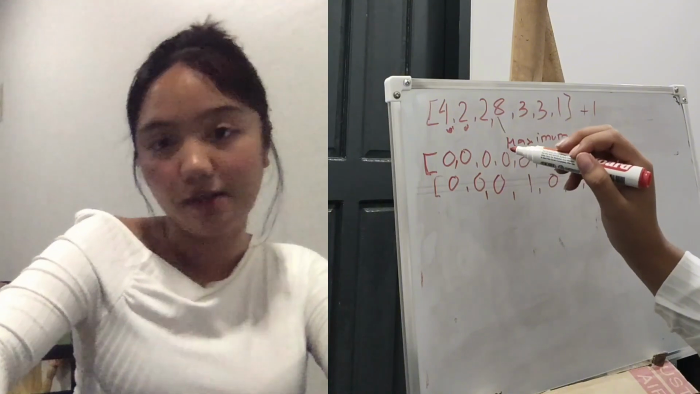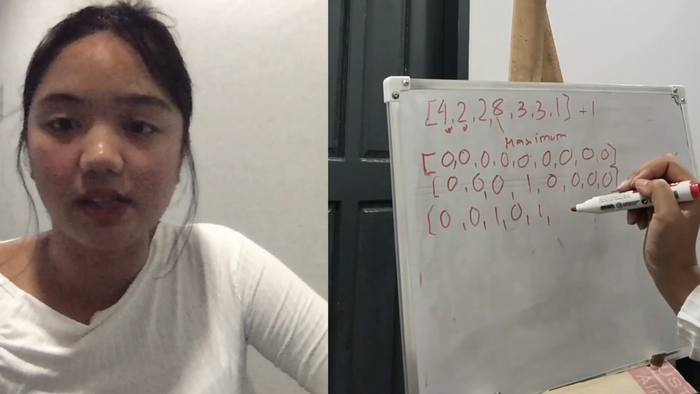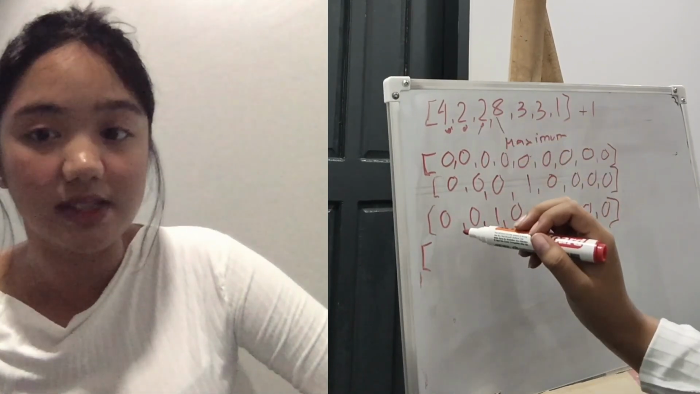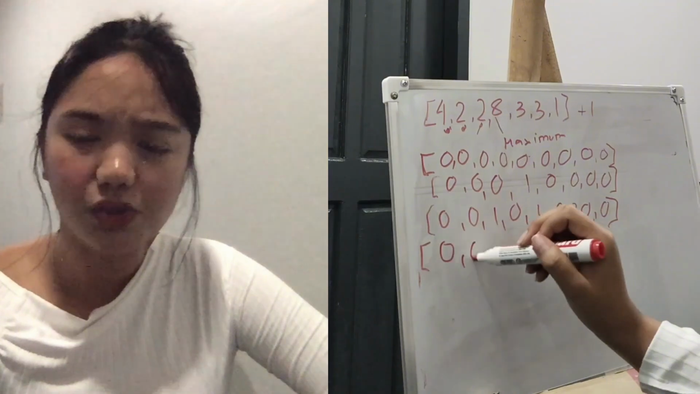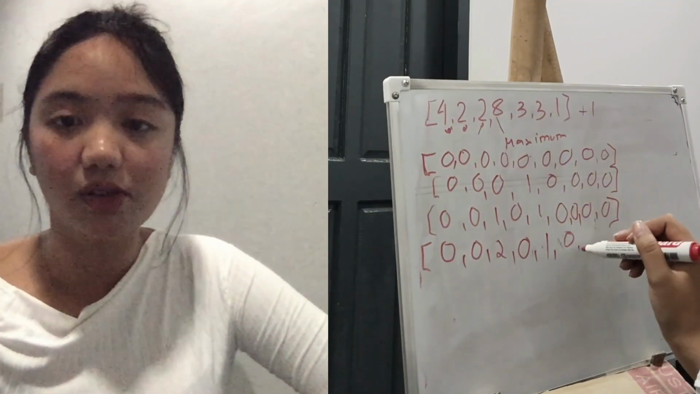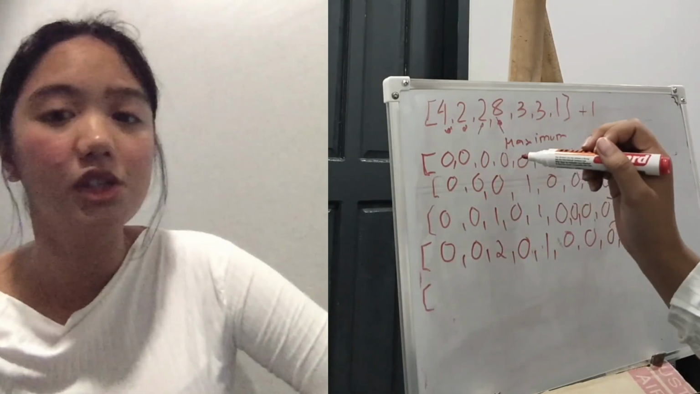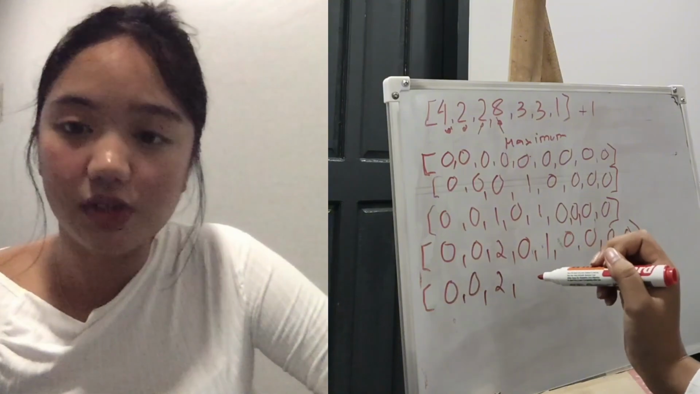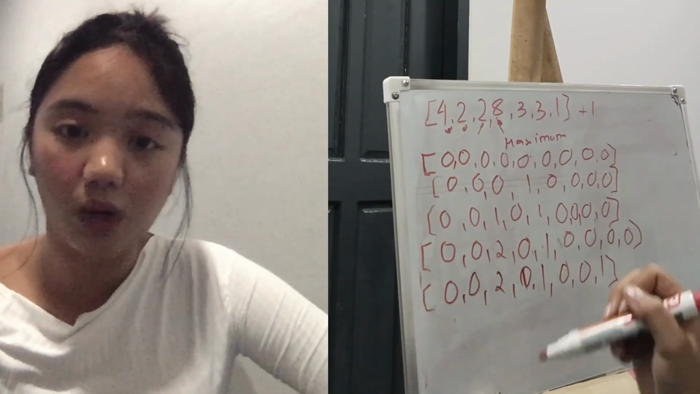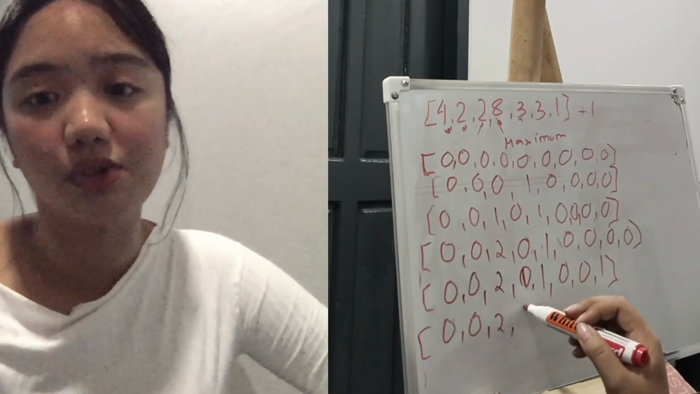Another example now, which is 4228331, and the maximum value is 8, which determines the size of the count array. So first step is count frequencies. Create a count array of size max value plus 1. So initial count array is all 0s, so 8 plus 1 equals 9. So let's count the occurrences of each element.